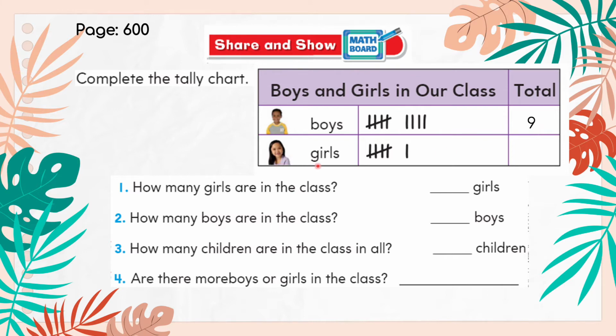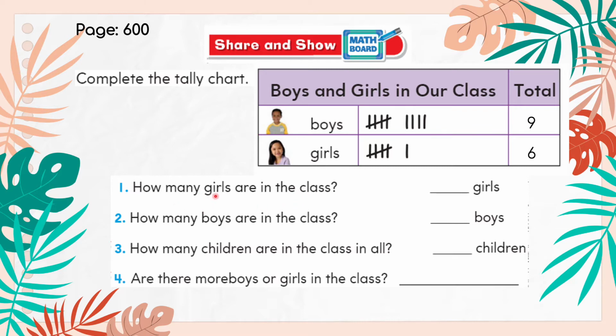Next, the number of girls. Let's count them together. Again, this line you have to count. The 5th line is always going to cross out the 4 lines. This is how we draw tallies. So count with me. It's 1, 2, 3, 4, 5, 6. So how many girls do we have here? We have 6 girls. Let's look at the questions now.